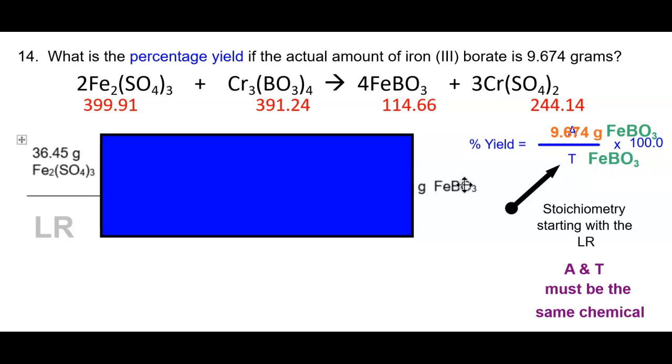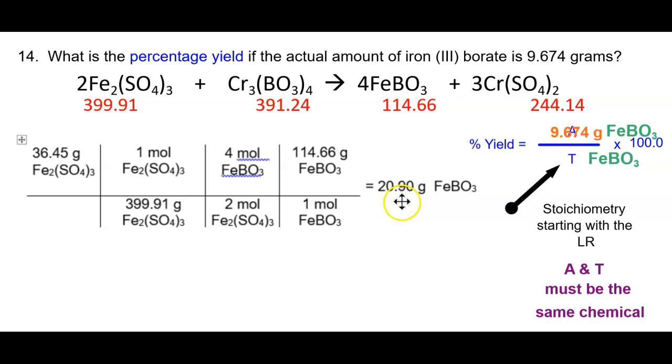Take a moment, pause the video, and do that. This is what you should have gotten, 20.90 grams of iron borate. So now I've gotten my T, because this is how much iron borate was created starting with the limiting reactant. We established this limiting reactant in the first part of the problem.